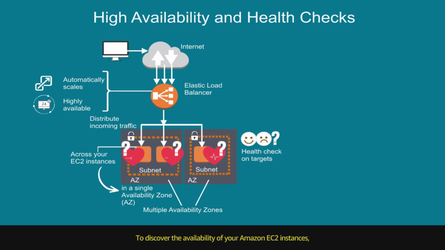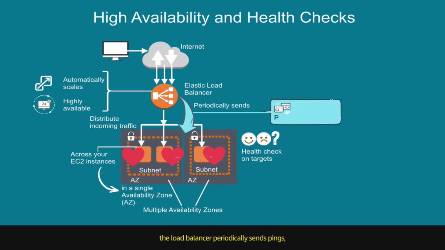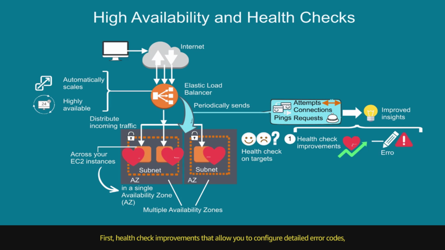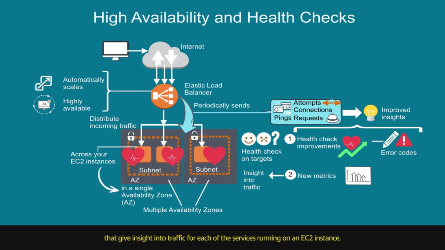To discover the availability of your Amazon EC2 instances, the load balancer periodically sends pings, attempts connections, or sends requests to test the Amazon EC2 instances. With Elastic Load Balancing, you get improved insight into the health of your applications in two ways. First, health check improvements that allow you to configure detailed error codes. And second, new metrics that give insight into traffic for each of the services running on an EC2 instance.